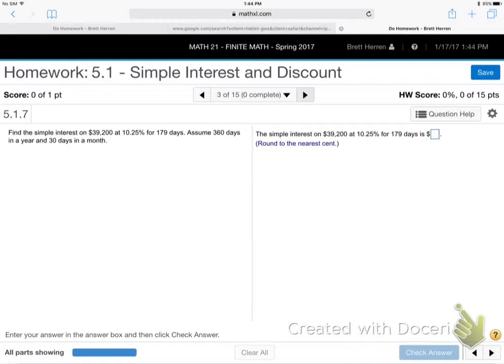So, simple interest. Same form they're going to use: I equals PRT. Interest equals principal times rate times time. Find the simple interest on $39,200 at 10.25% for 179 days. Assume 360 days in a year, 30 days in a month. So can you do that one? Give that one a try.